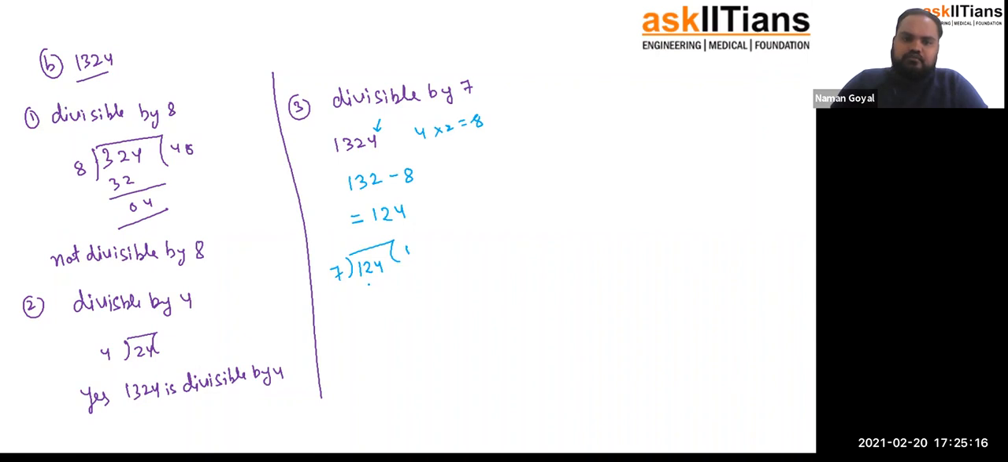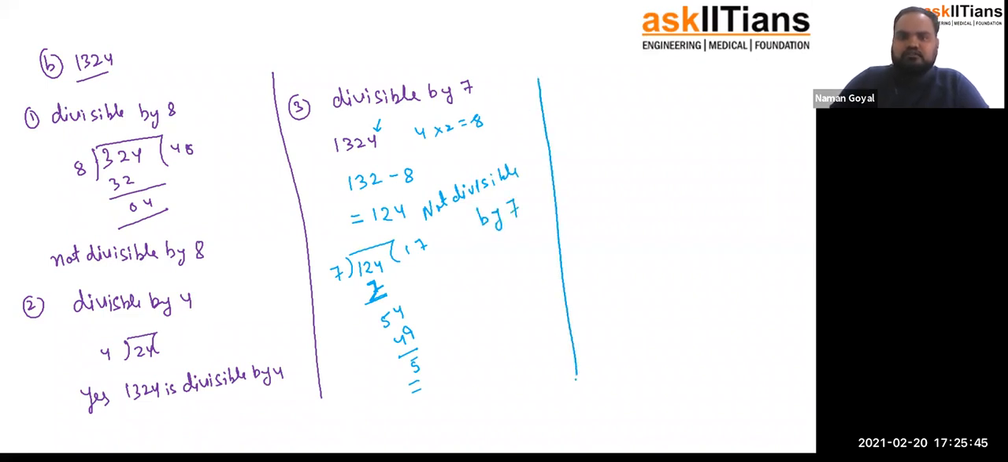So 1 times 7, how much does it give? 7 times 7 is 49, and 124 minus 119 gives 5. So no, it is not divisible by 7, right? Not divisible by 7.